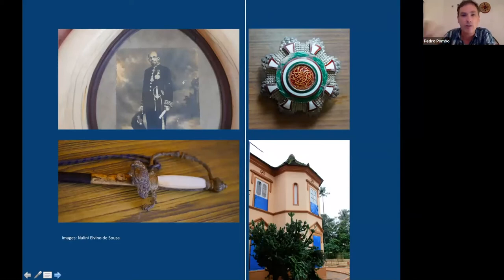This is an example of a Goan doctor, who was decorated by the Zanzibari Sultan, and when he returned to his Goa village, he had the authorization to build a house copying the palace of the Sultan. So his house is completely different from the other typical Goan houses. And this is interesting. How can you see Zanzibar also in Goa?